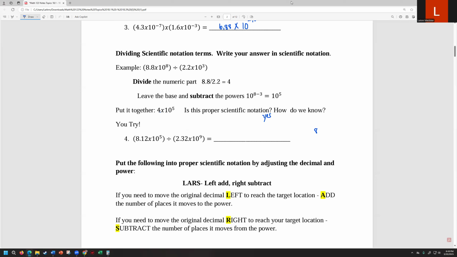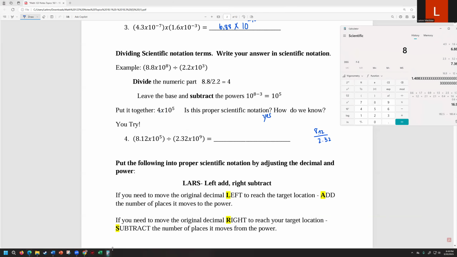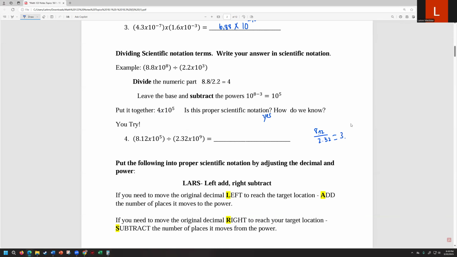So we're going to try this one. I'm going to write my work out to the side. So 8.12 divided by 2.32. So that's going to be our part for our number. So let's get our calculator out. 8.12 divided by 2.32, that's 3.5. I'm just going to write that out here. So that's going to go in front here times 10.